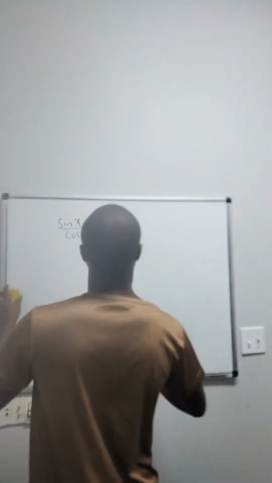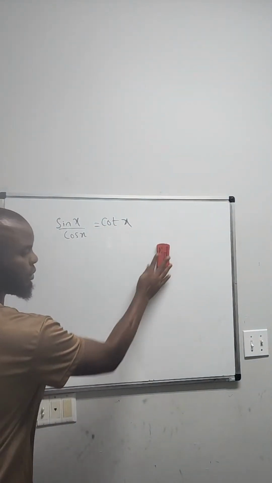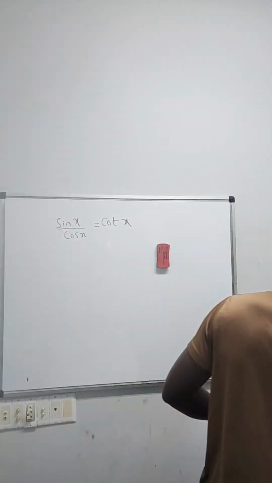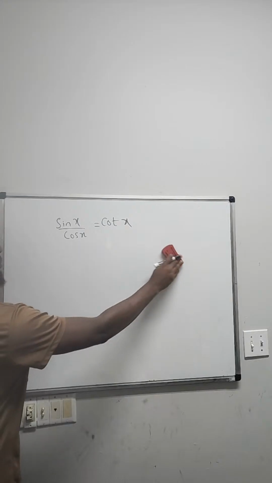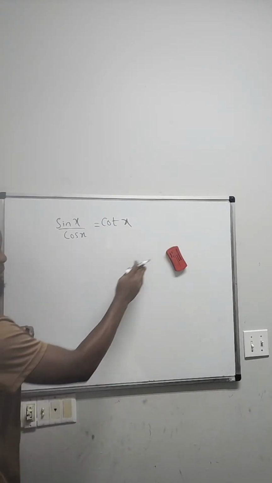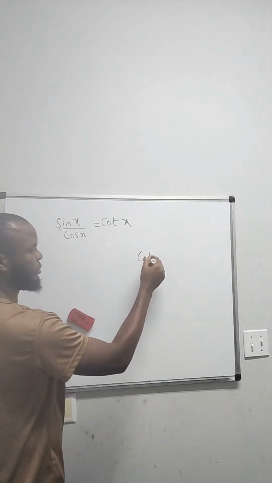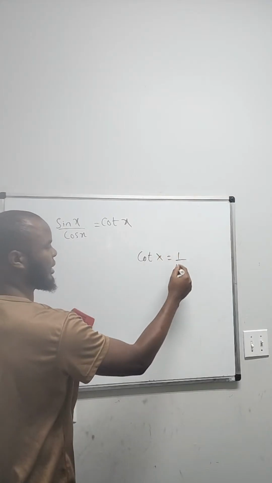So the first one is to talk about this. Now here we have sine x over cos x. One, we know that cot x equals 1 over tan x.